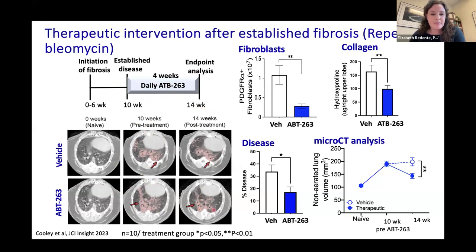And we could see a significant reduction in the overall fibrosis after treatment compared to mice that received vehicle. And this is all the quantitation here on the right. So we saw a reduction in fibroblast numbers, which was part of our hypothesis with this drug, a significant reduction in collagen, starting to return to normal of the non-aerated lung volume with our microCT analysis, and a decrease in our disease score from the histopathology.